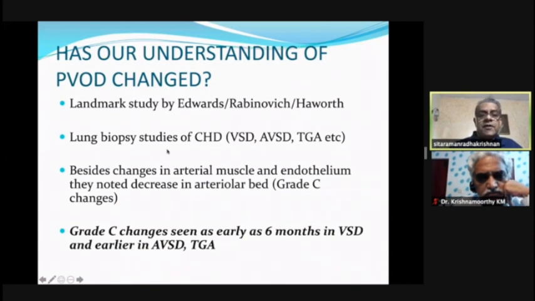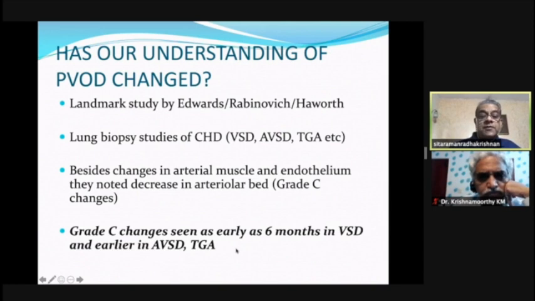They used to do a lot of lung biopsy studies in patients of ventricular septal defect, AV canal defect, transposition with ventricular septal defect. And they noticed that besides changes in arteriolar muscle and endothelium, which I was talking about, they noted a decrease in the arteriolar bed, that is, the volume of the arteriolar bed in lung biopsy specimens was markedly reduced, what they call the grade C changes. And now, if you look at this, they noticed grade C changes as early as 6 months in patients of simple ventricular septal defect, and much earlier.